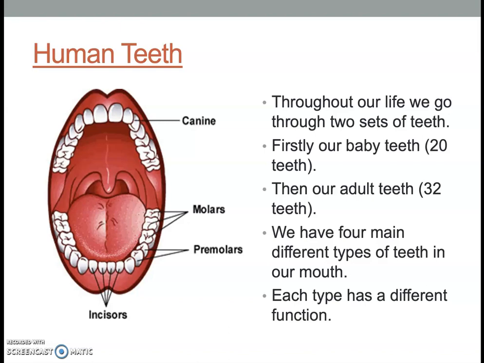Now, as humans, we have 4 main different types of teeth in our mouth, and each of these have specific functions. Over the next few slides, we are going to be looking in detail at the different types, but I'm sure as you can see from the picture, the 4 different types are our canines, we have our incisors, we have our molars, and also our premolars.